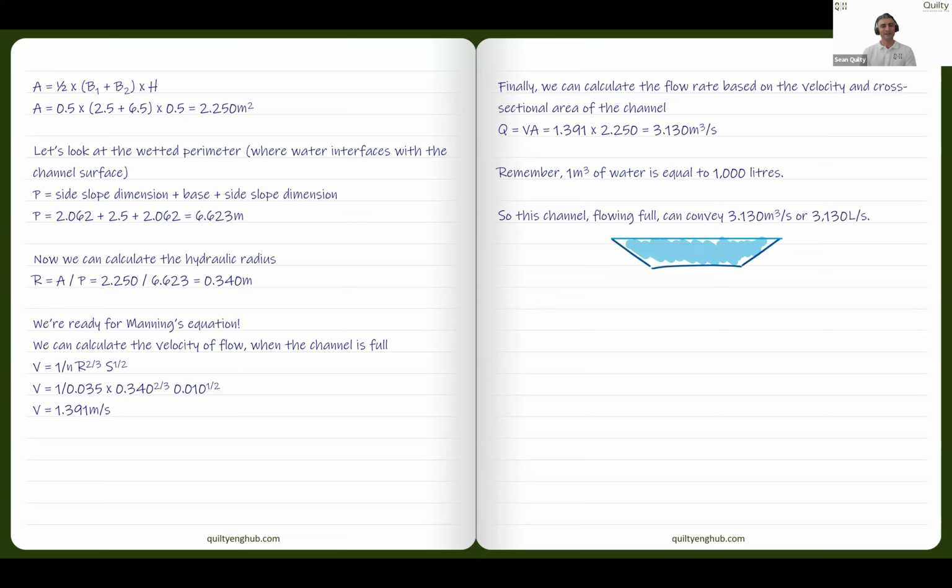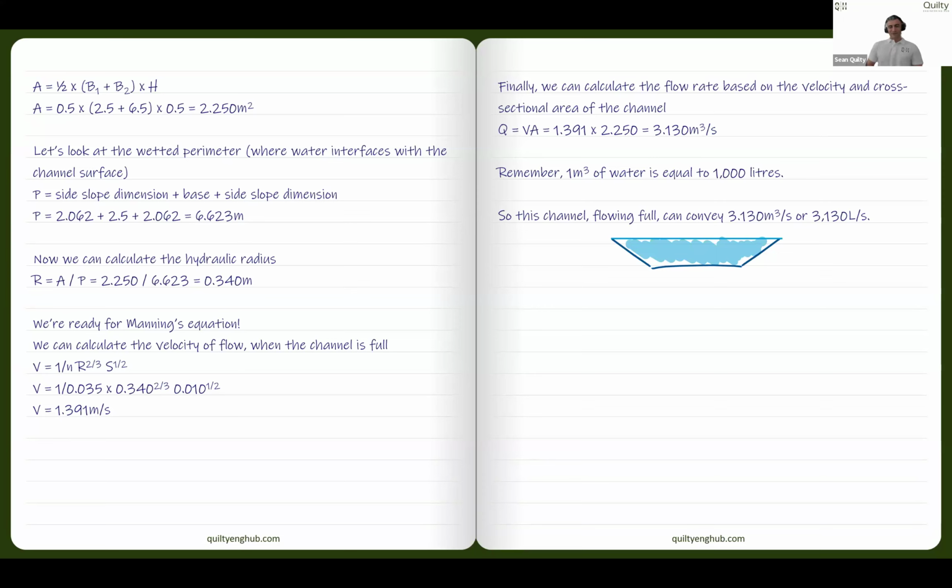So finally, we can calculate the flow rate, not just the velocity, using Q equals VA. We already know our cross-sectional area of our flow. That's 2.25 square meters. Multiply that by our velocity, and then we've got 3.13 cubic meters per second.